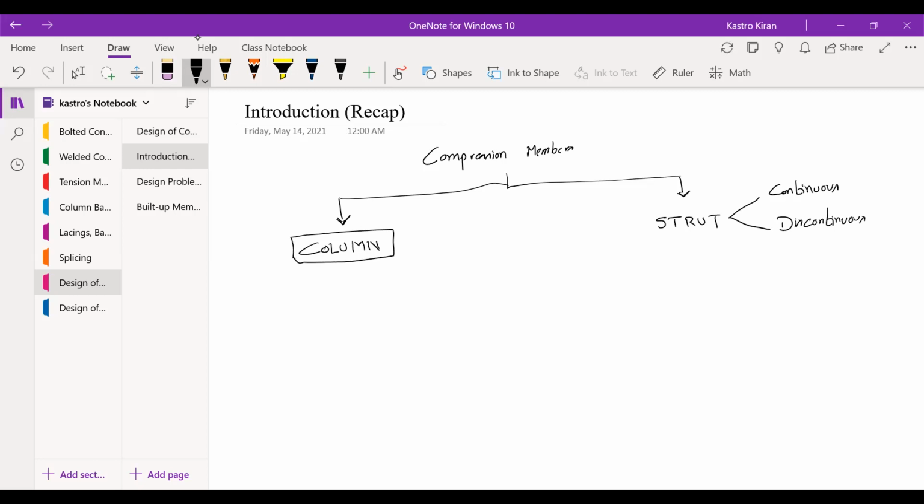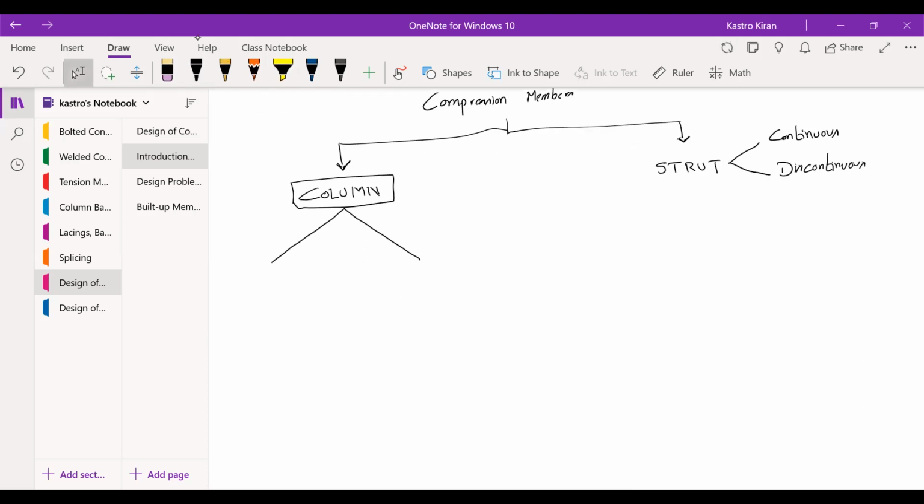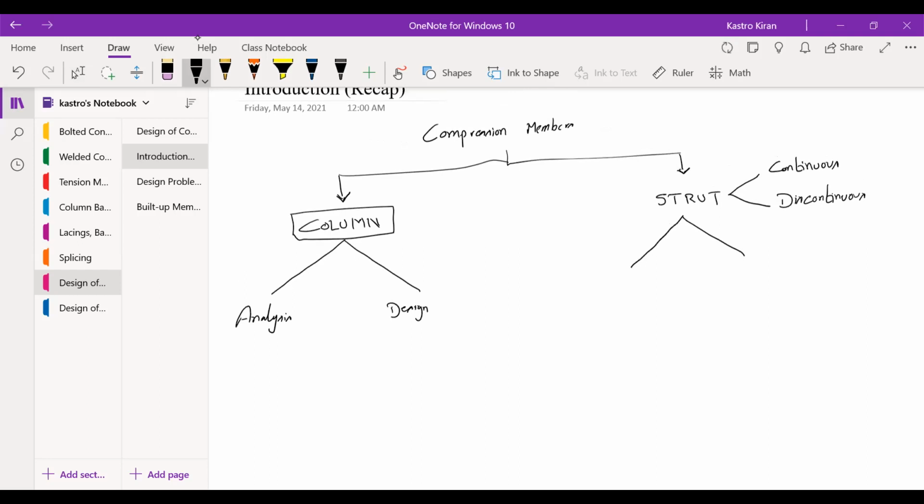Again, in columns, you have two different types of problems. The first is based on the analysis type, and the second is based on the design type. Similarly, in struts also, you have two different models of problems: analysis based problems and design based problems. So let's stick our discussion to the design of compression members as column sections.